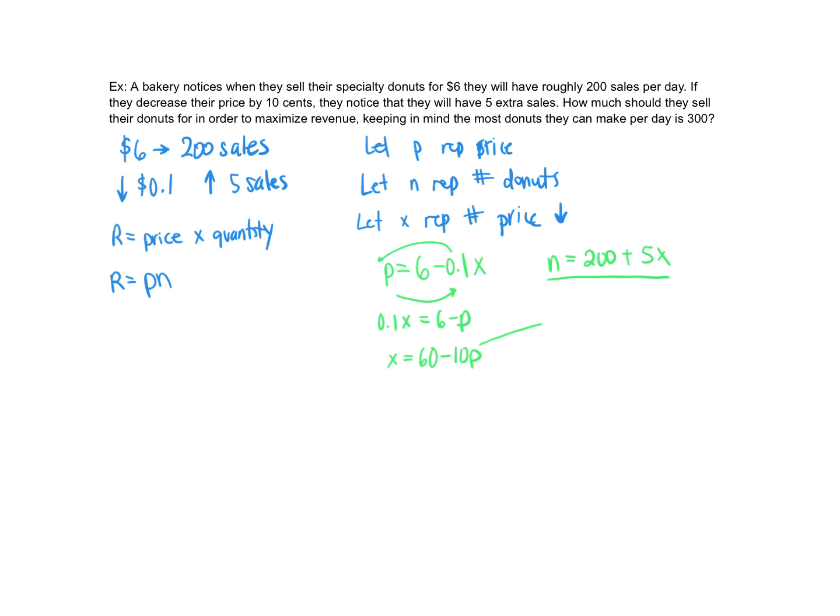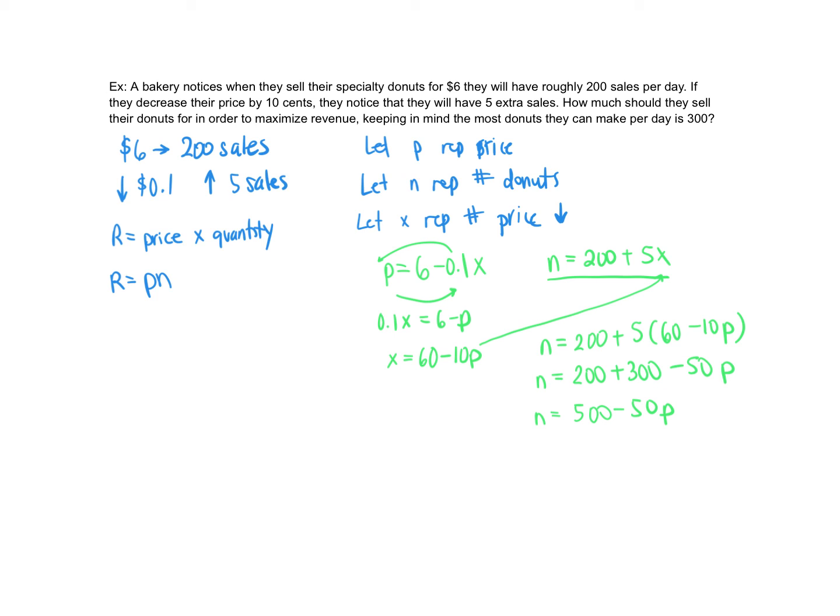Now I can take this X value and sub it in for X in the N equation, which represents the number of donuts. Right now our equation is about the number of donuts in terms of how many price decreases, but the minute I do the substitution, it's about the number of donuts in terms of the price itself, which is what we're trying to get. So that's going to give us 500 minus 50p.